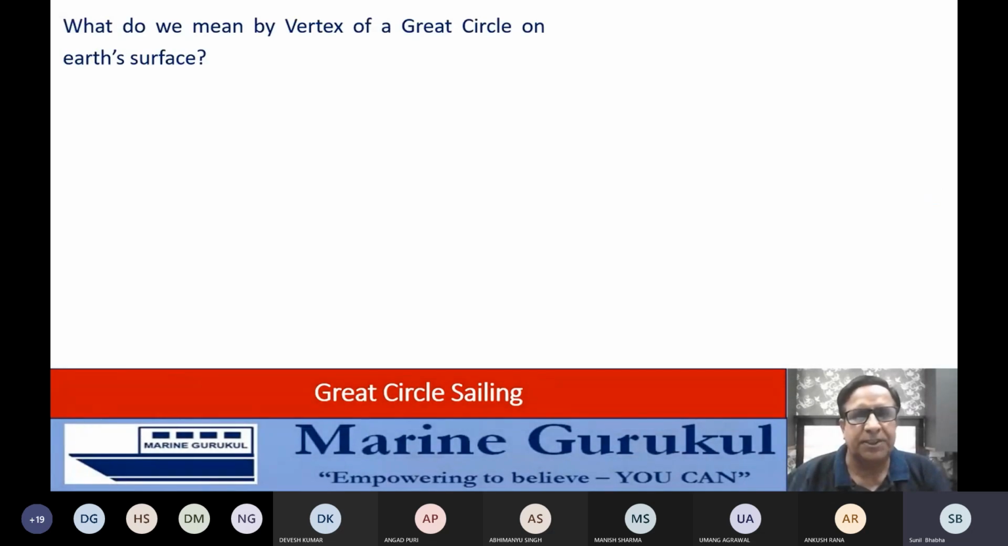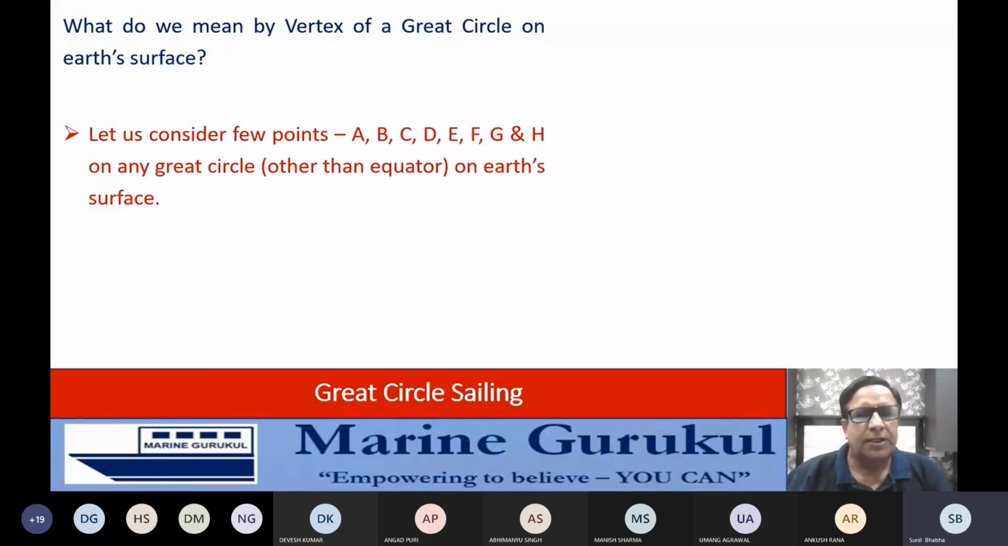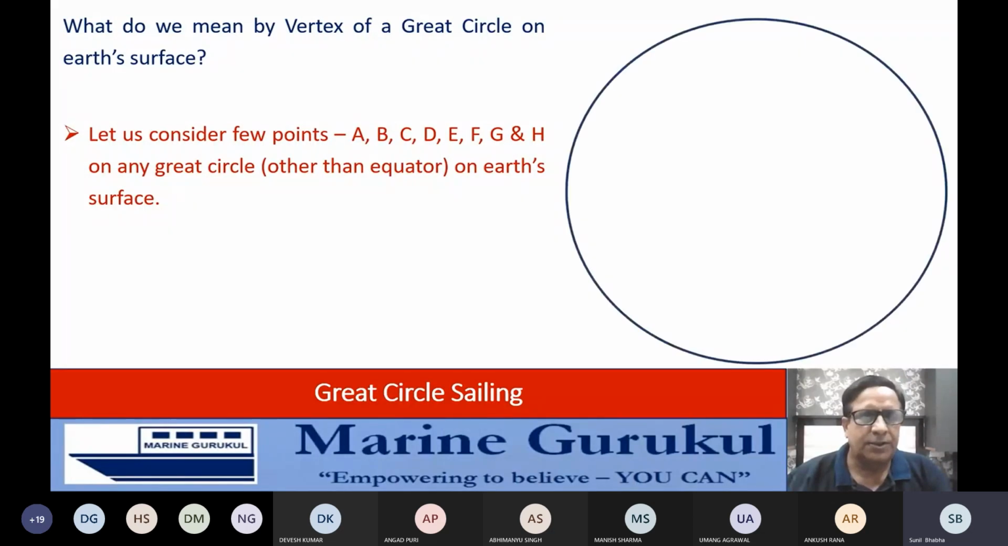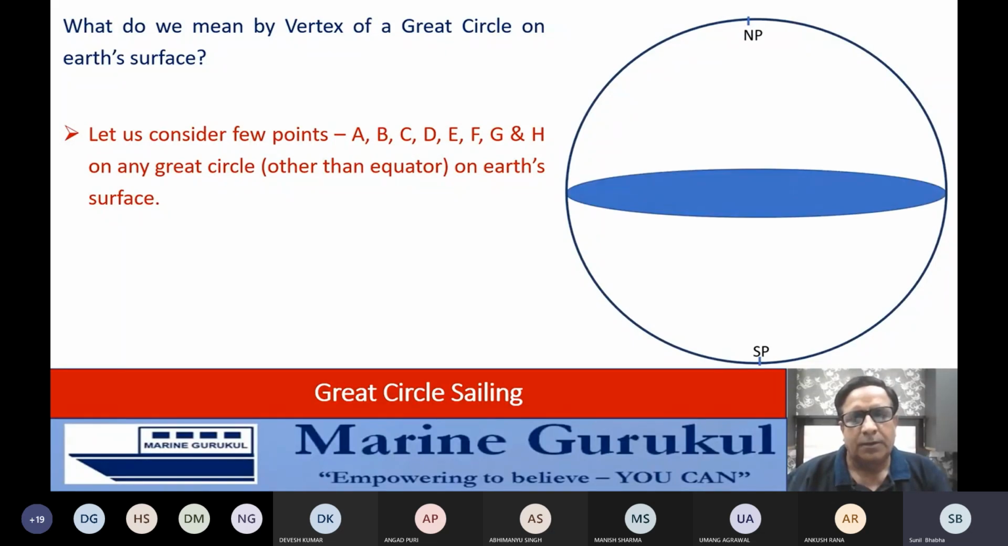As to what does vertex mean. Let us take any great circle on the surface of the earth. We see in the diagram the sphere of the earth showing up. We have the poles of the earth coming up on the diagram, followed by the equator. And now we take any great circle except the equator.